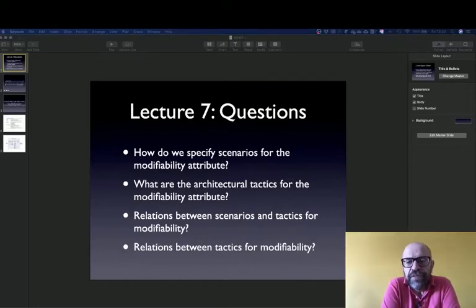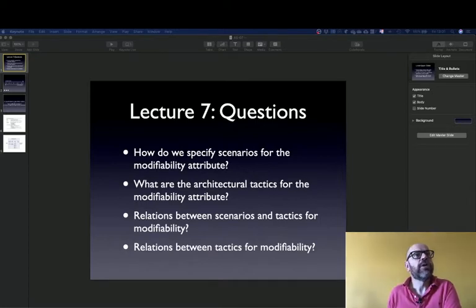Hello. For this class, I want you to study about the modifiability quality of a system. To know how to describe this quality, how can you specify what level of modifiability you want the system to achieve. And then, of course, the architectural tactics that you're going to apply in order to achieve that quality. And of course, as usual, the relations between the scenarios and the tactics, and the relation between different tactics for modifiability.